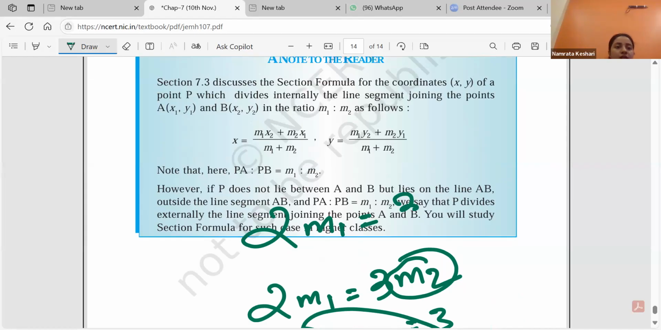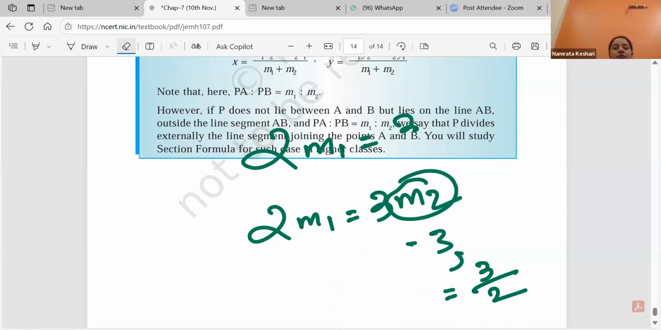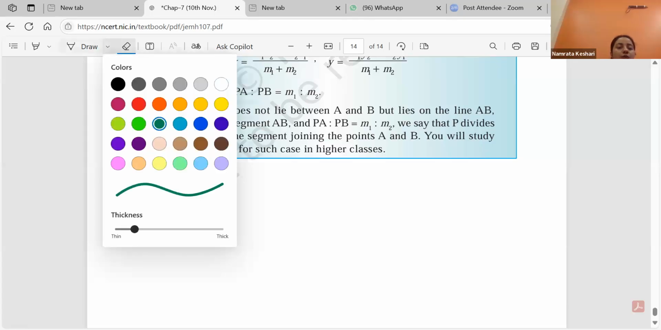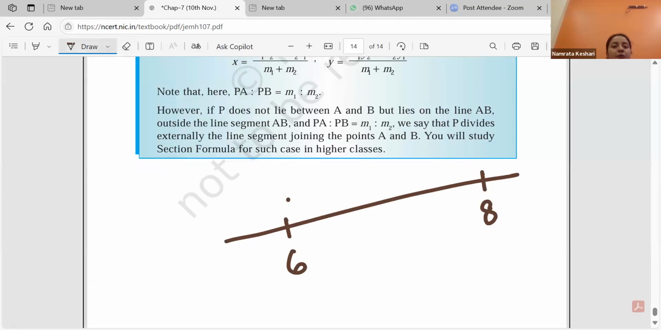Okay, and the last formula over here is the midpoint formula. We will see more questions on the section formula, but let me introduce you to the last formula. Not only here, in mathematics, if I write that there is a 6 and there is an 8, what will be the midpoint? You will be able to find the midpoint.